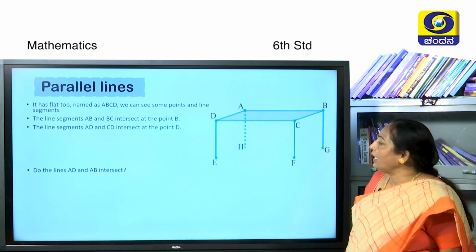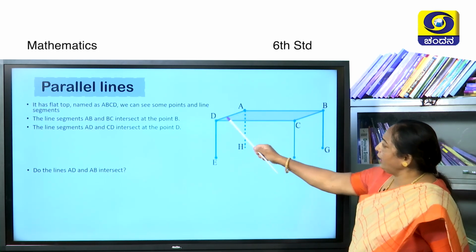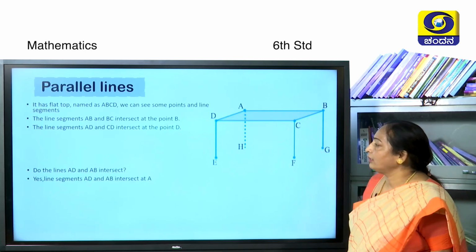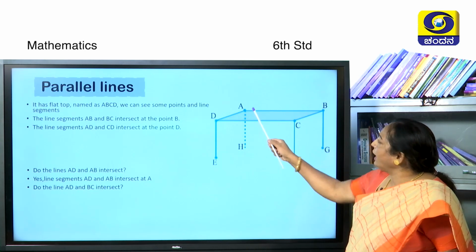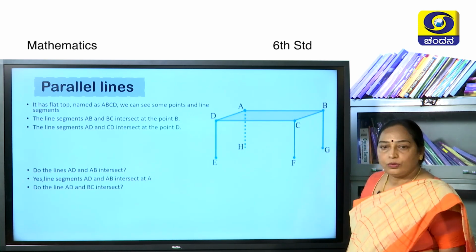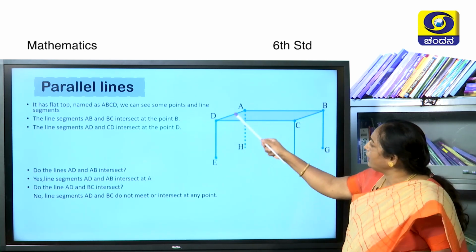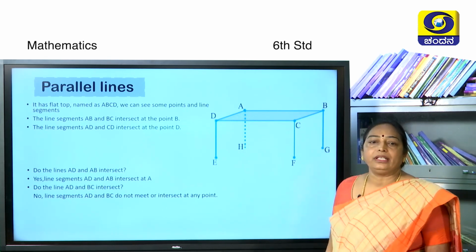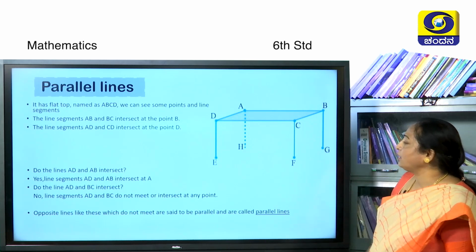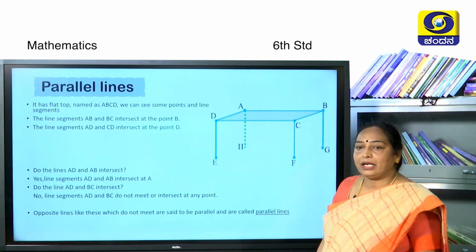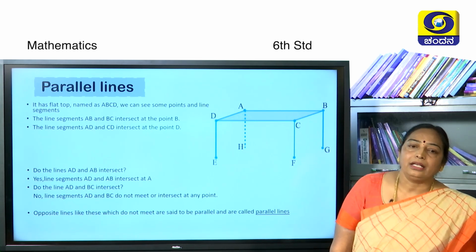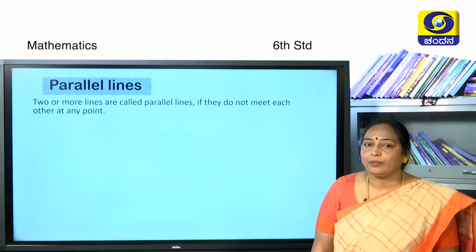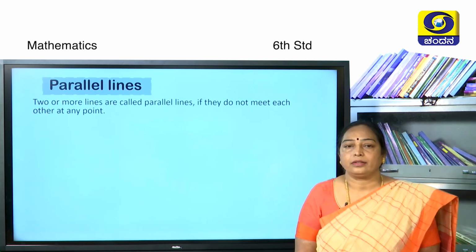Do the lines AD and AB intersect? AD and AB, yes, they intersect at A. Do the lines AD and BC intersect? No. The line segments AD and BC do not meet or intersect at any point. Opposite lines like these which do not meet are called parallel lines. Two or more lines are called parallel lines if they do not meet each other at any point.